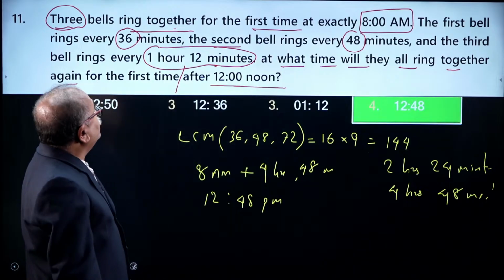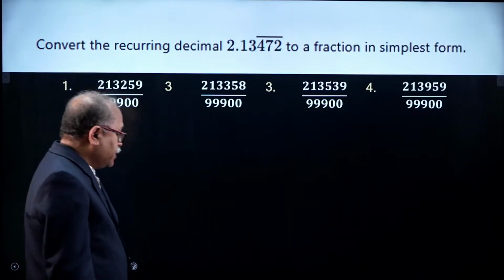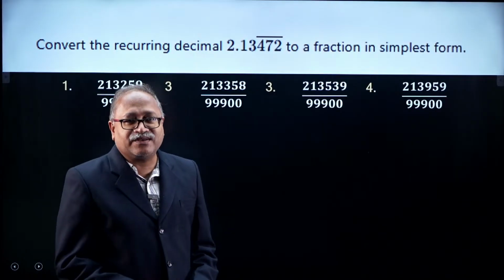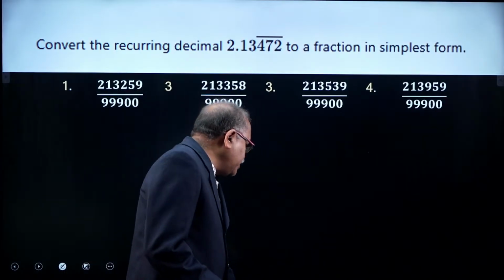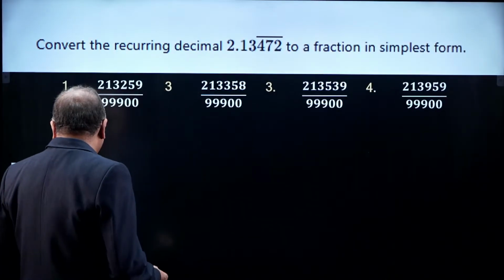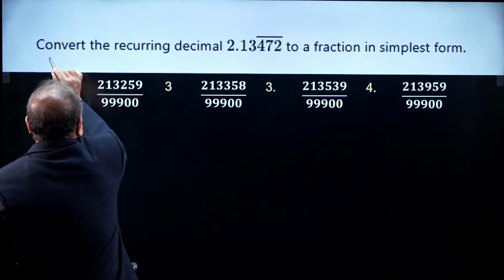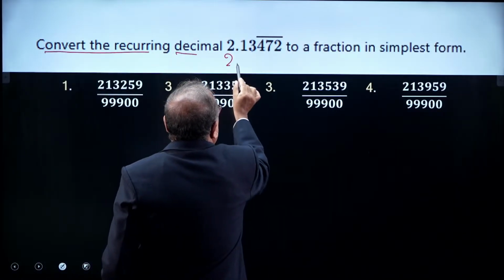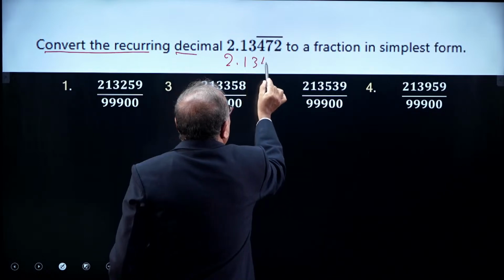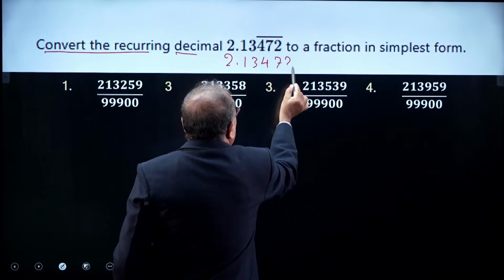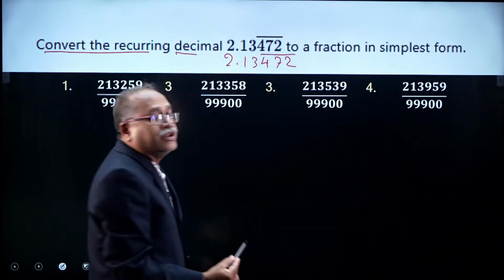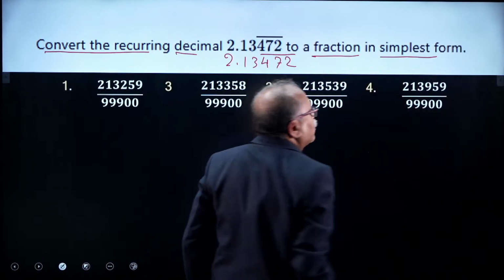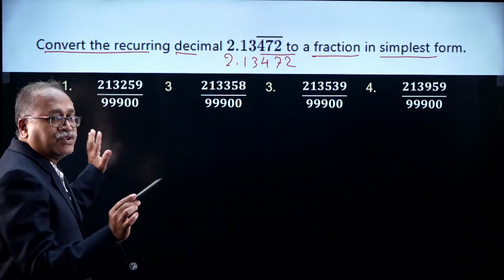And moving on to the next question, this is the recurring decimal based question. So allow me to read it out. What is the question here? It says convert the recurring decimal 0.13472, the bar is on 472, into a fraction in the simplest form. And you have these options.